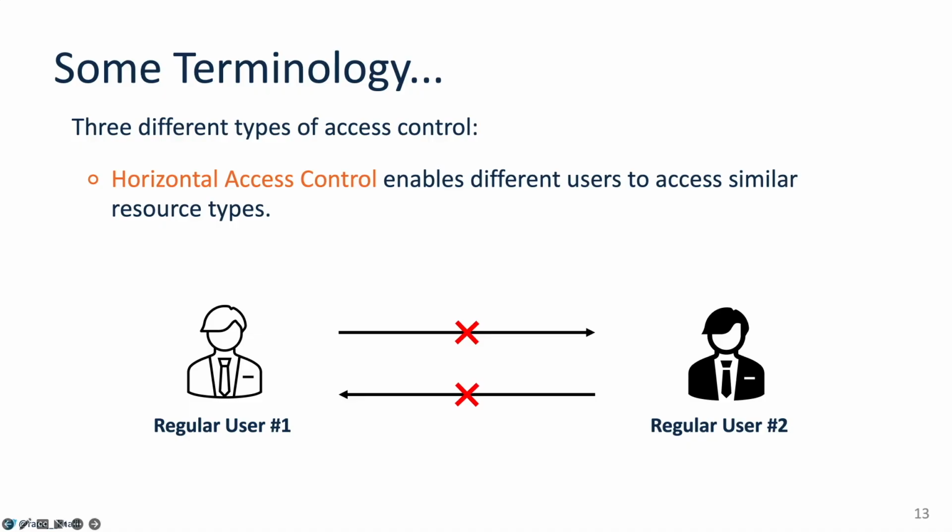Since you're not climbing up the ladder in terms of privilege just like you would with vertical access control, but instead what you're doing, you're performing functionalities that you already have the ability to perform, but on other users' data, it's referred to as horizontal access control.